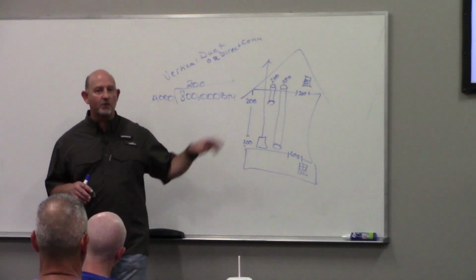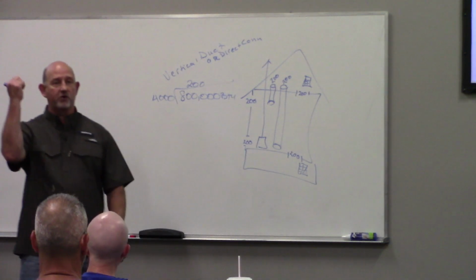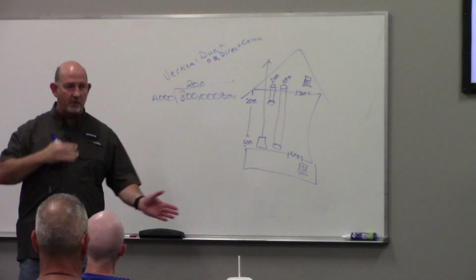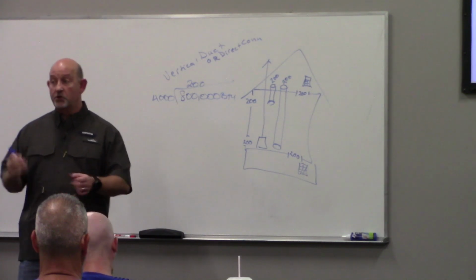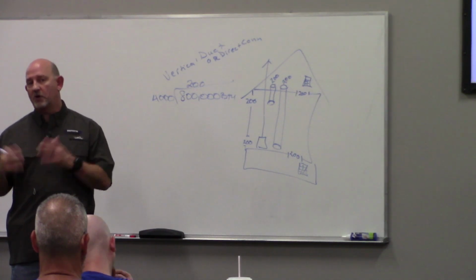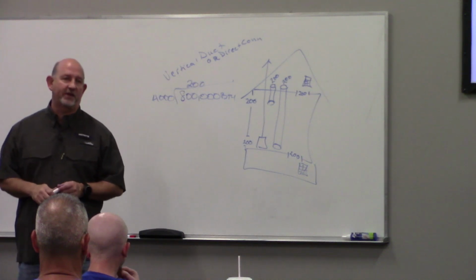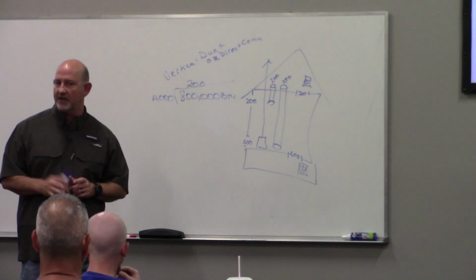Now, do you agree every one of those things I just showed you is either a vertical duct or direct communication to the outdoors or spaces that freely communicate with the outdoors, like a vented attic or a vented crawl space? You guys okay with that?